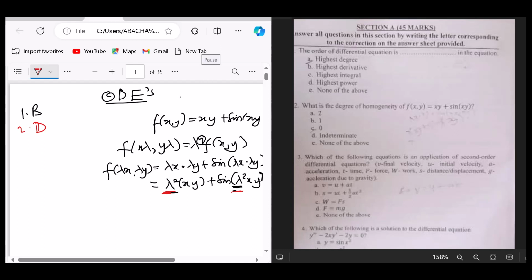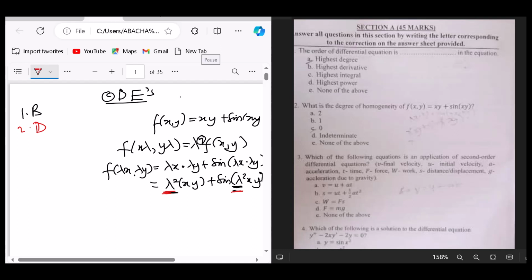Now number 3. Which of the following equations is an application of a second order differential equation? Final velocity is equal to initial velocity, and so on, due to acceleration due to gravity. So which of them? We have v equals u plus at, and so on; these are Newton's equations of motion, the kinematic equations.